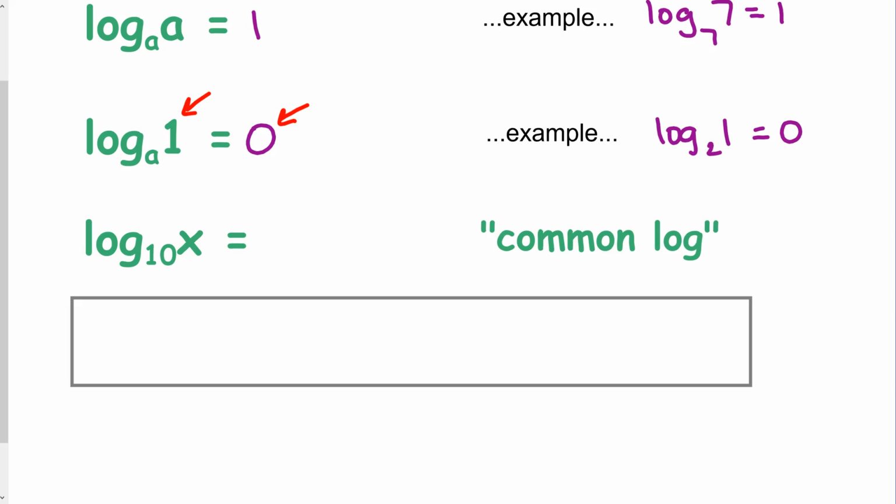Okay, log base 10 of x. Log base 10 is called the common log. It's used very often, and so it has a special symbol. We just write log. Log base 10 of x is written as log of x.